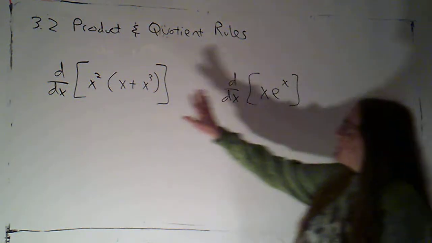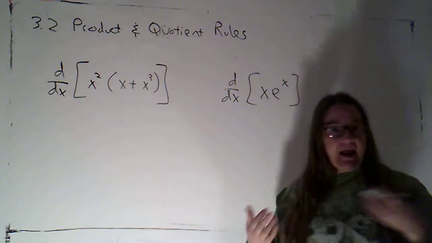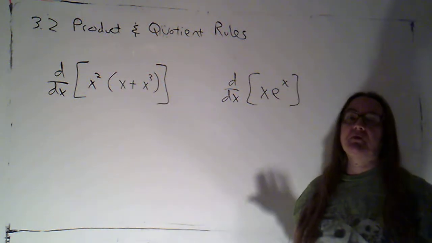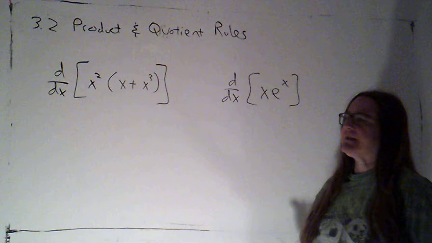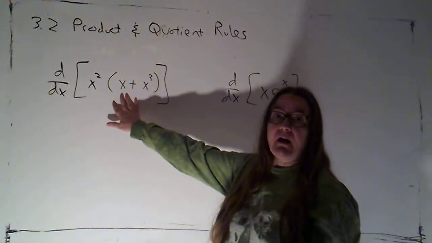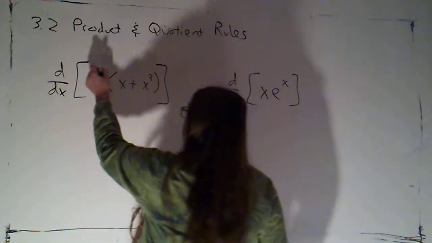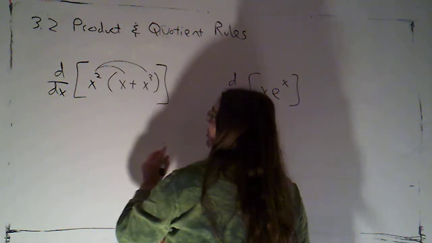Now, inside these brackets, for both problems, I have a product. I have a multiplication problem. But there's a big difference. I can simplify this product. I can do that multiplication.